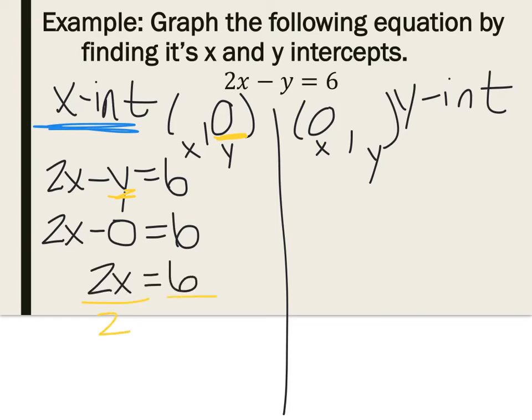Divide both sides by 2. So with this line, our x-intercept is 3. So our x-intercept is the point 3, 0.